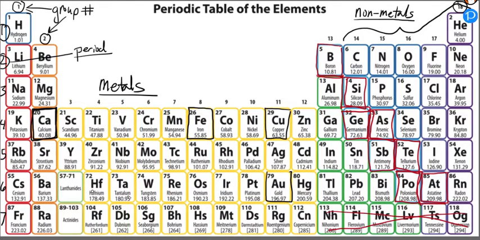Like 99% of these things are solid metals. There's one notable exception, that would be mercury here. Mercury is a metal, but it's not a solid. It's actually a liquid at room temperature, which is kind of interesting. But over here with the nonmetals, a lot of them are gases and liquids, but some of them are solids as well. Like sulfur, for example, sulfur is a solid at room temperature.